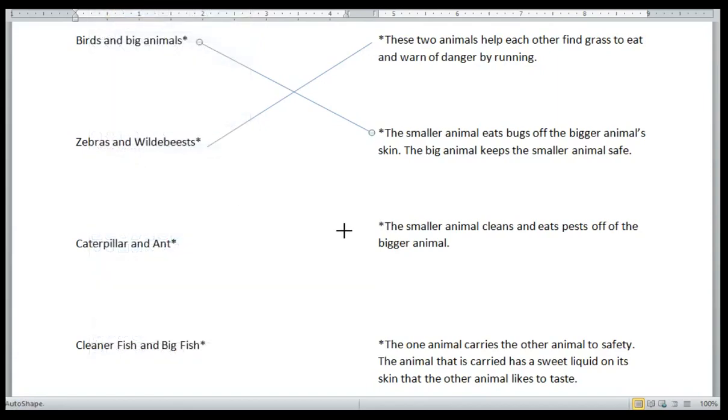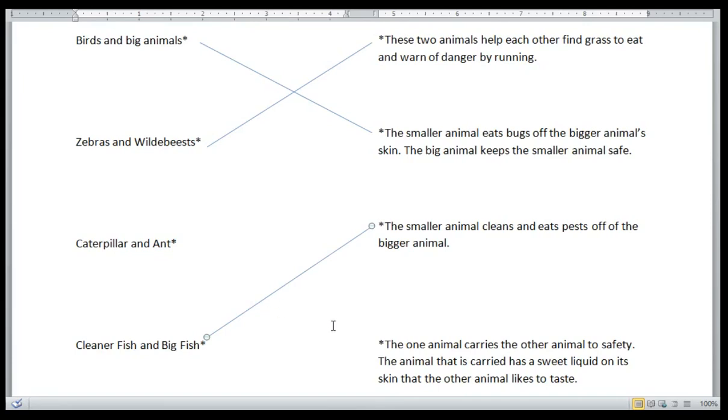Now here, the smaller animal cleans and eats pests off of the bigger animal. Oh, well, I see a clue there, the word cleans. Well, the cleaner fish, I remember, liked to clean and eat pests off the bigger animal. So now that only leaves this last one, but I'm not going to draw my line too fast here. I want to make sure it's right.